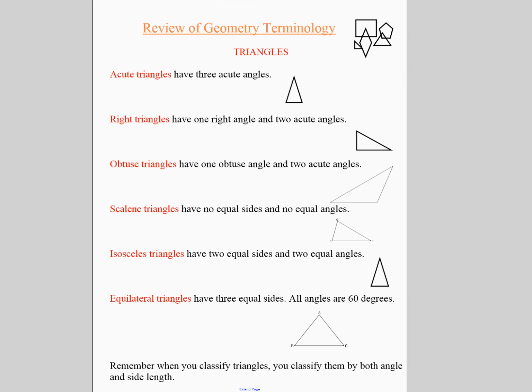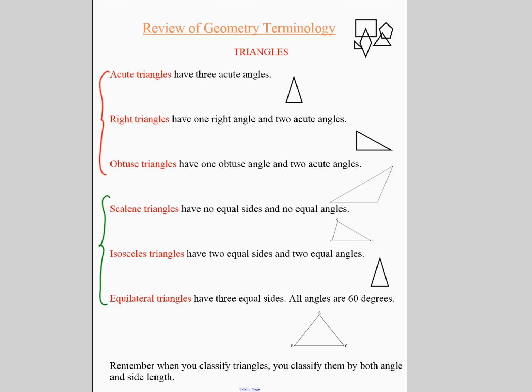Some more terminology about triangles. Remember that triangles are classified in two ways. They're classified by side length, so these three here are by side length. And then these three are classified by angles. Whenever you're naming a triangle, you need to use two names. One name that's side length, one name that's angle.